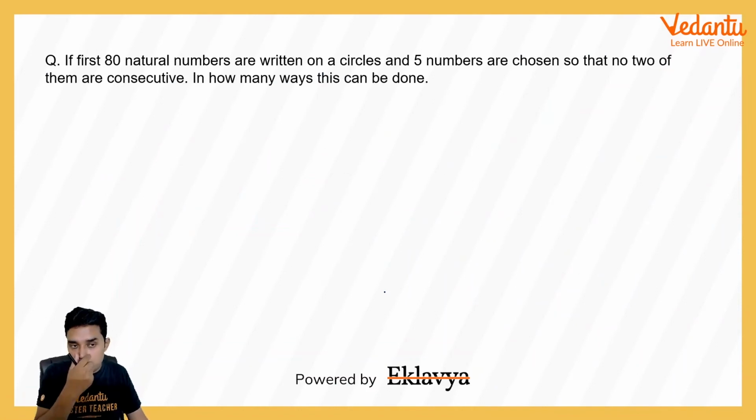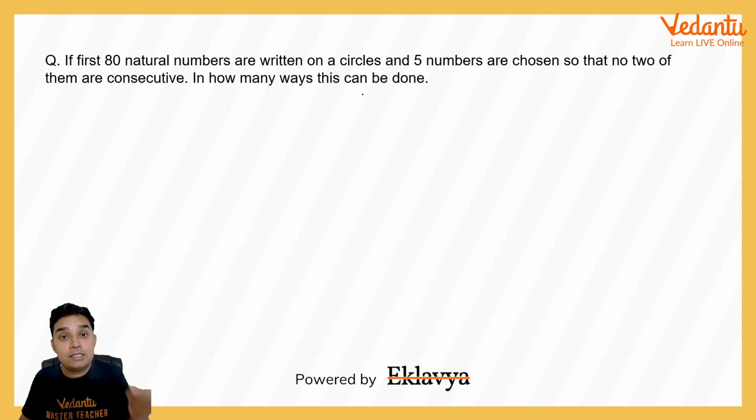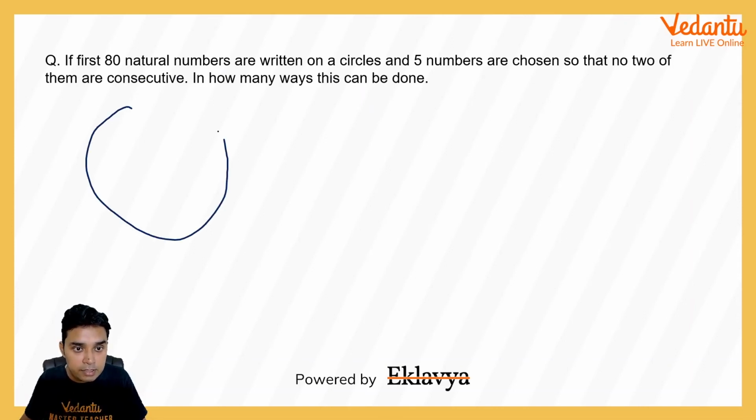Now coming to this question, this question is also the continuation of our previous question, in which we are given that 80 natural numbers are written on a circle and 5 numbers are chosen so that no two of them are consecutive. So the question is saying that on a circle 1, 2, 3 and so on, and 80 will be here. 80 natural numbers are written on a circle in that order. Let me write this also in that order.